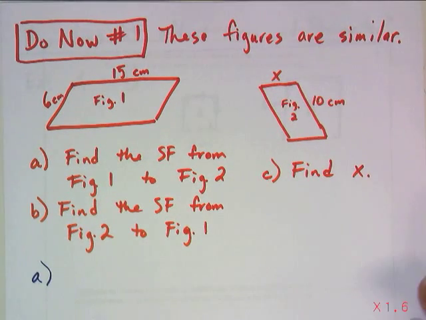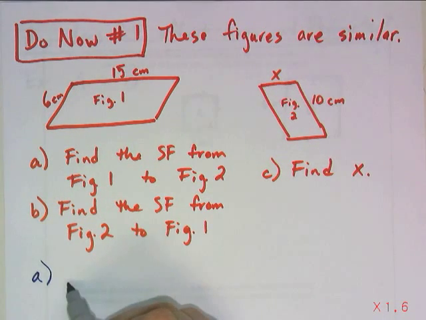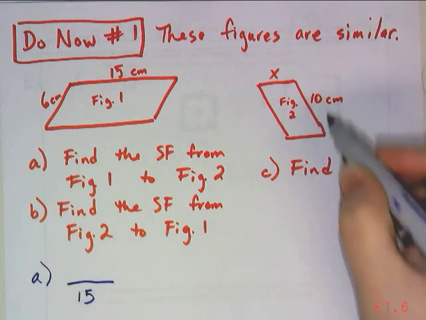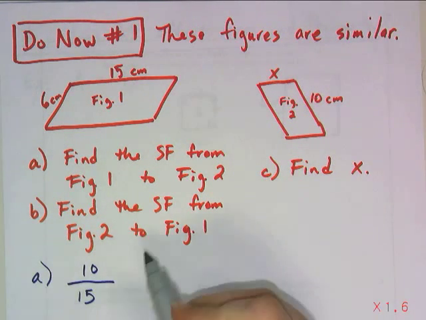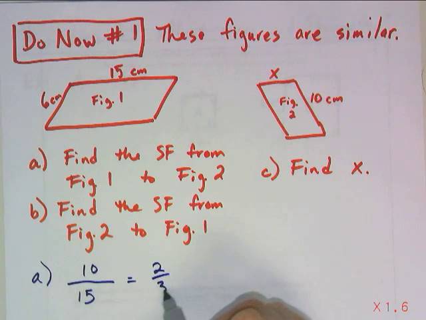So to find the scale factor from figure 1 to figure 2, I would need to put my original in the denominator. 10 is going to match up with that, and 10 over 15 reduces to 2/3.